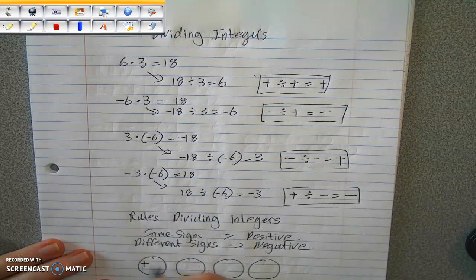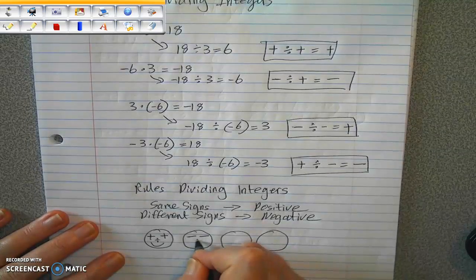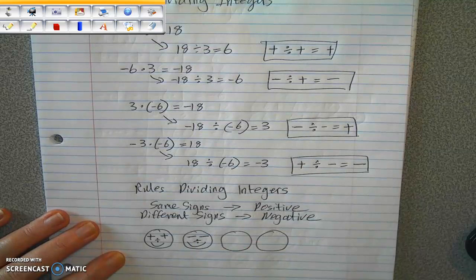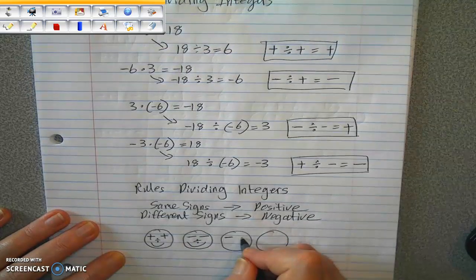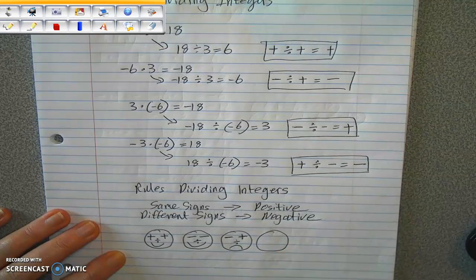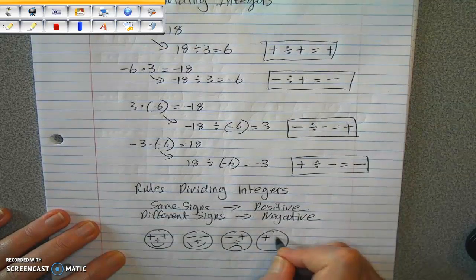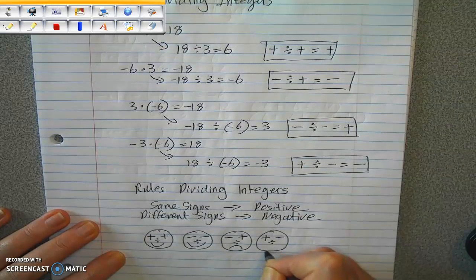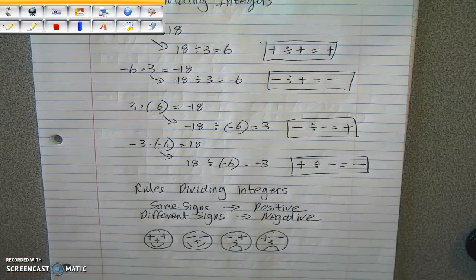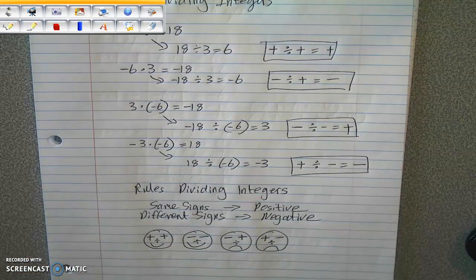So when you are dividing two positive numbers, the answer is positive. When you are dividing two negative integers, the answer is also positive. When the signs are different, negative and positive, the answer is negative, or positive and negative, the answer is negative. Again, remember that you can only use these little face signs when you're multiplying and dividing. They do not work for addition and subtraction.